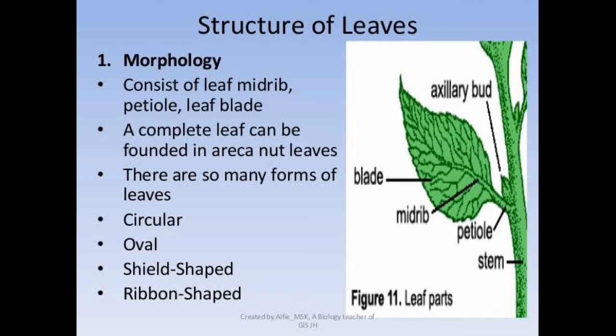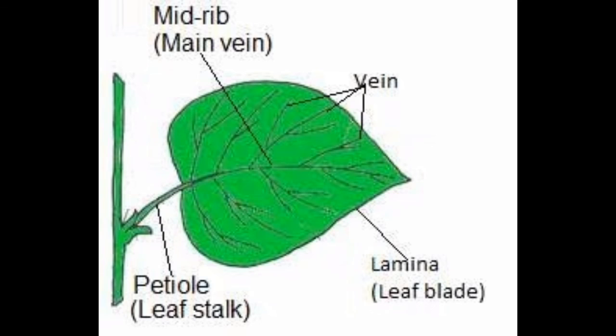Now detailed structure we are going to read about leaf. See, in this you can see the diagram of leaf. It consists of leaf blade, midrib, petiole and stem. Okay, so there are many forms of leaves: circular, oval, shield shaped, ribbon shaped. Okay, so actually the food is made in the leaves only. So see, this is the zoomed picture of leaf. Okay, so leaf is a very important part of the plant.